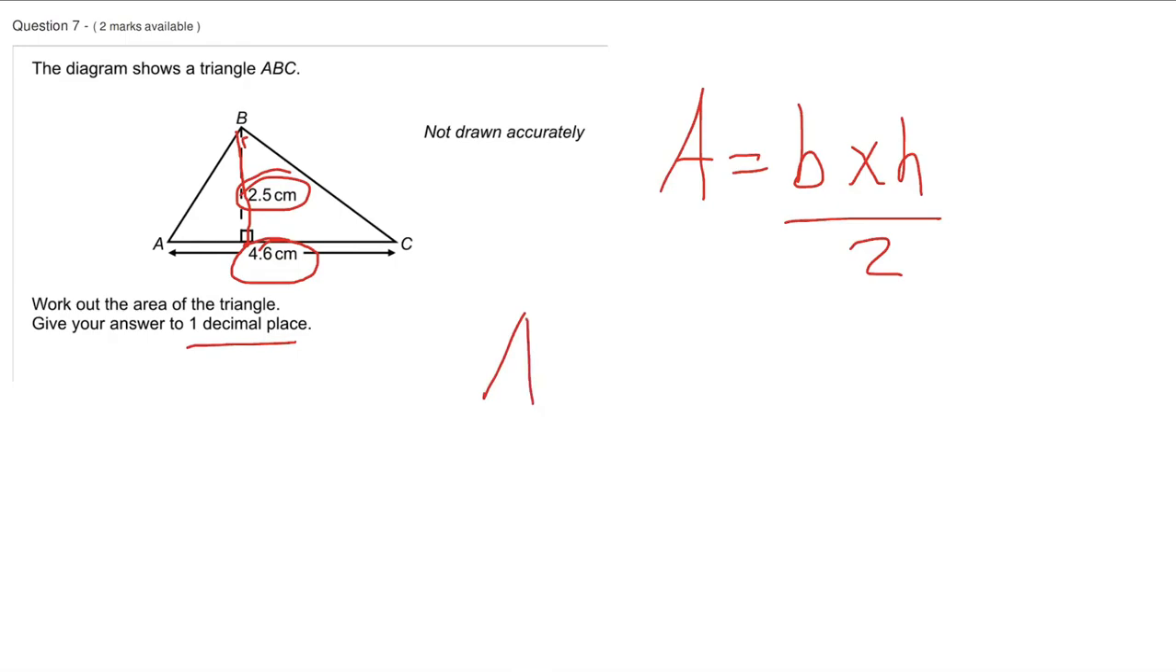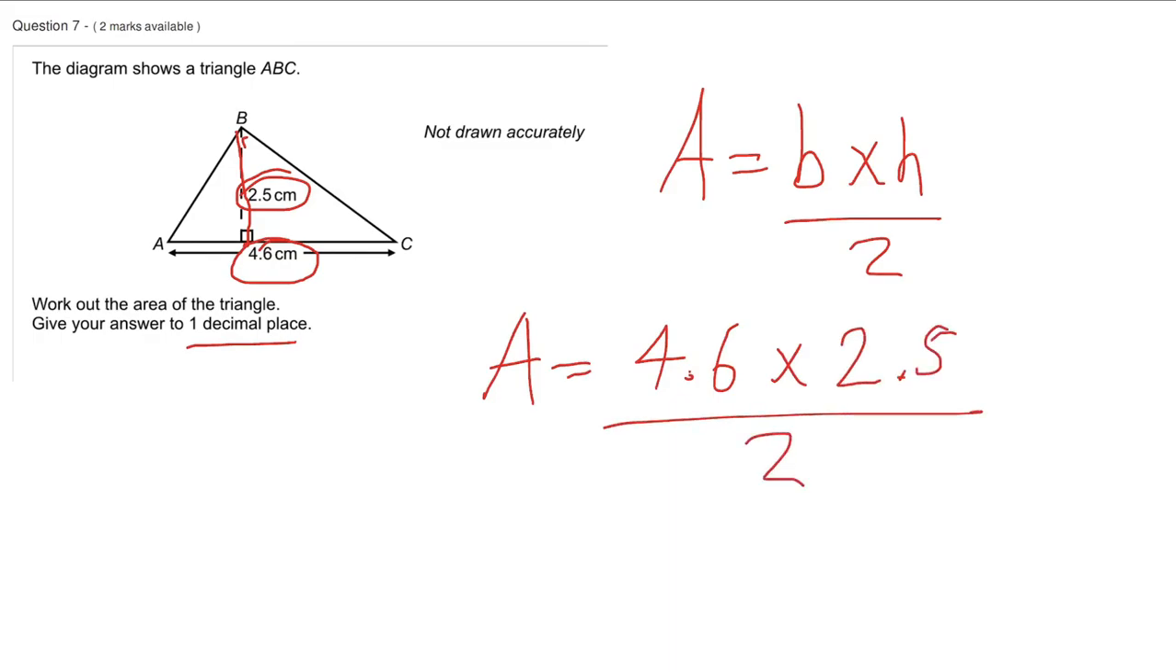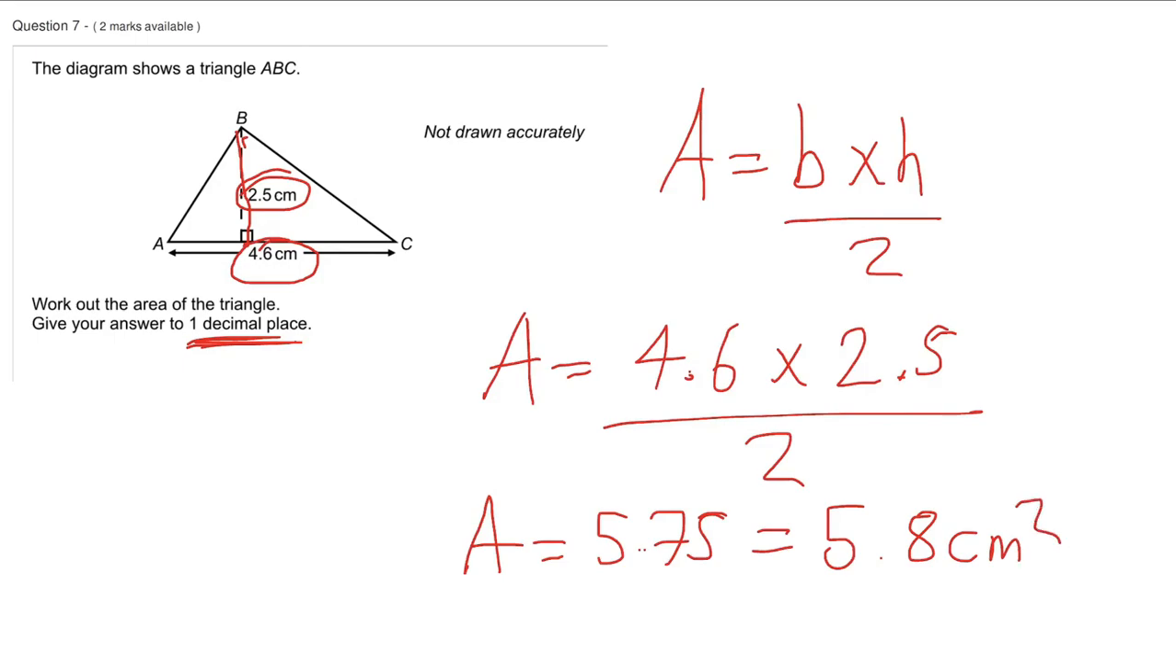So our area is equal to 4.6, which is our base, times 2.5, which is our height, divided by 2. Putting that into your calculator, 4.6 times 2.5 divided by 2, that will give you an answer of 5.75. But because the question has asked us to give our answer to 1 decimal place, your final answer will be 5.8 centimeters squared. That is your final answer.